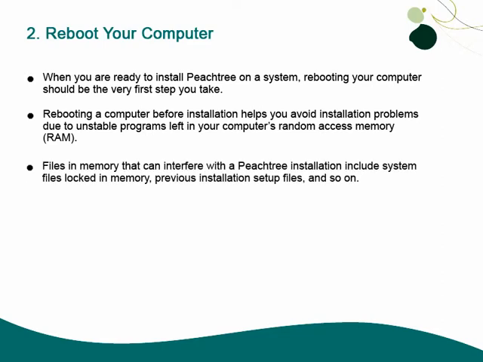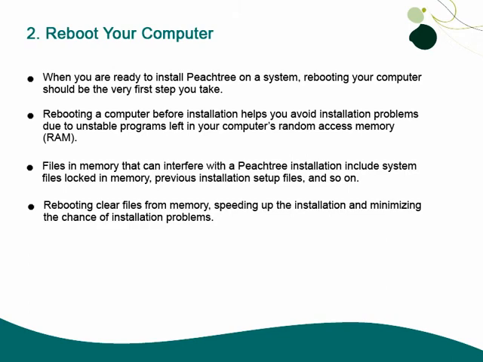Files in memory that can prolong or interfere with a Peachtree installation include system files locked in memory that Peachtree will need to update during the installation, InstallShield installation setup files still running after a previous program installation, and so on. Rebooting your computer will clear all of these files from memory, speeding up the installation and minimizing the chance of installation problems.